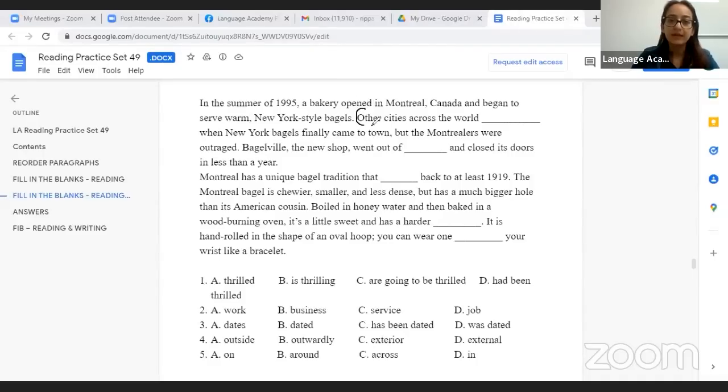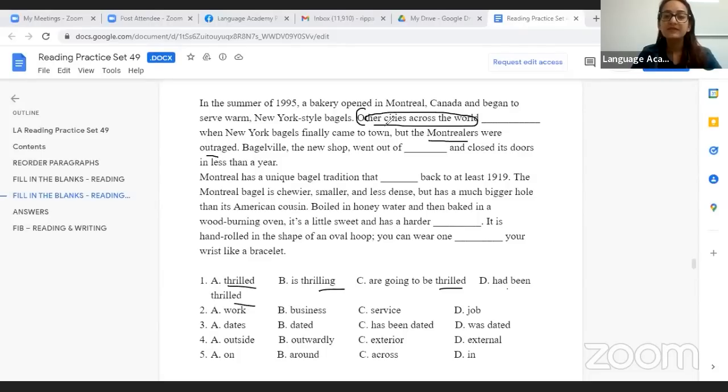So they are comparing this particular city with other cities of the world, and they are saying in other cities people were dash. And if we look at the options, all the four options are with the word thrilled. That means other cities of the world were happy, but when this dish basically came to Montreal, people were outraged. Means they were not happy.